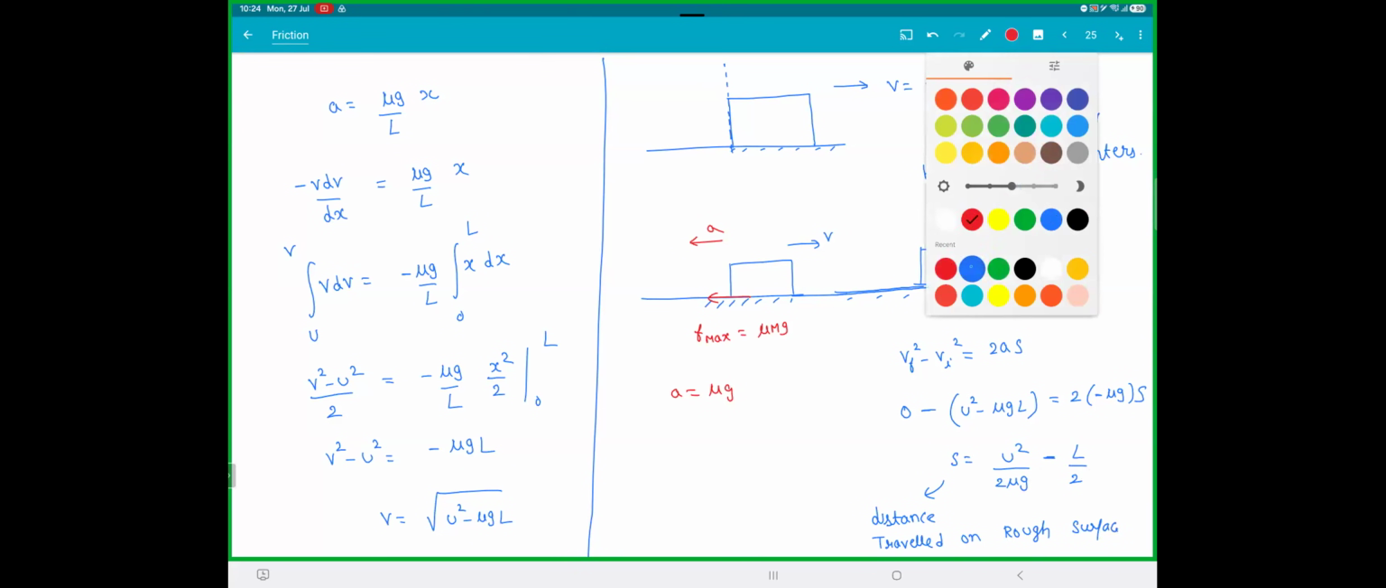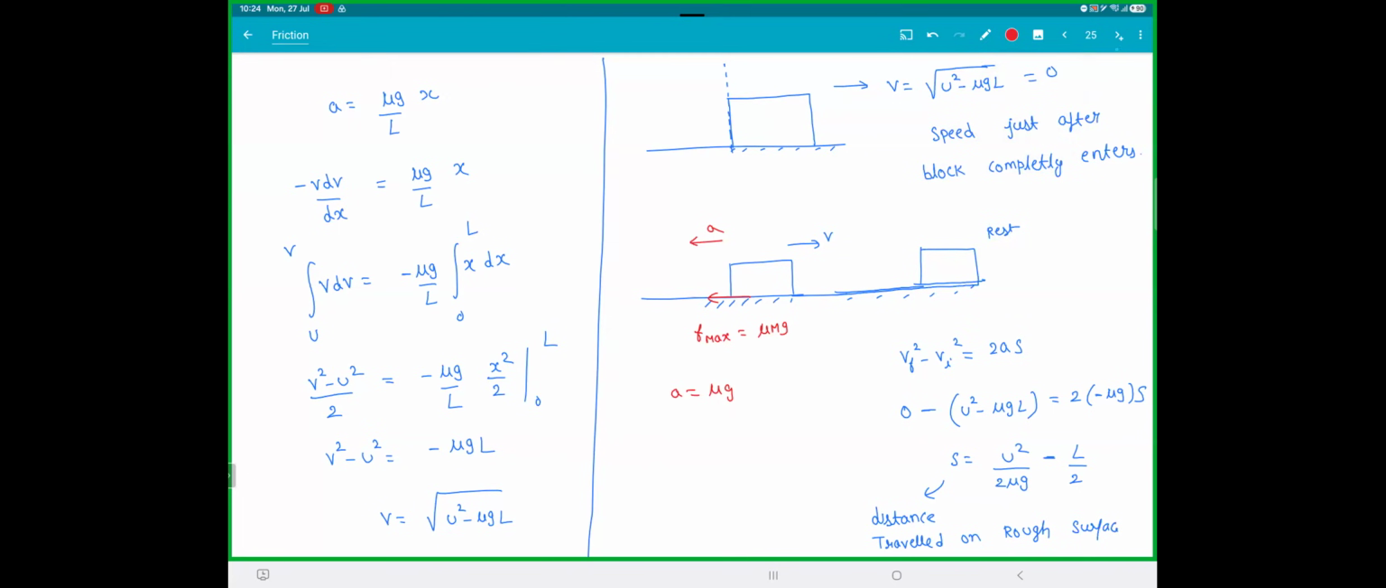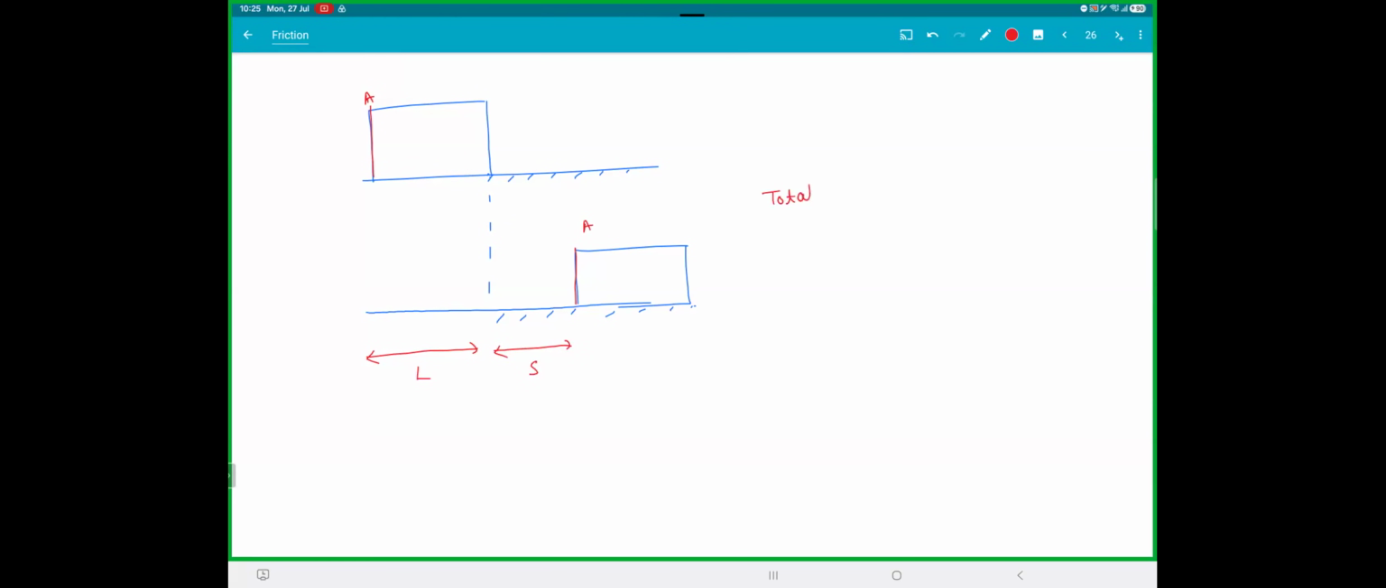So what is the total distance you traveled? Initially, you traveled L and then you traveled this thing. Let me show you the picture, how it looks. This is how it was initially. This is how it was finally. You can choose any one point. I will just look at this point, call it A. If you see, you traveled L here, then you traveled S here. So every point on the block traveled L plus S.